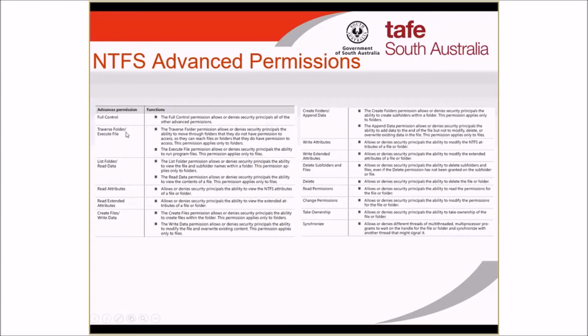Like, for example, traverse folder, execute file. And if you look at the description, traverse folder permissions allows or denies security principals the ability to move through this folder that they don't have permissions to access. So they can reach the files and folders they do have permissions to access at a lower level. Okay, so what does that mean? That means they can browse through these folders to find the file that they have permission to, because if they didn't have permission to these folders above here, they might never be able to get to that file.